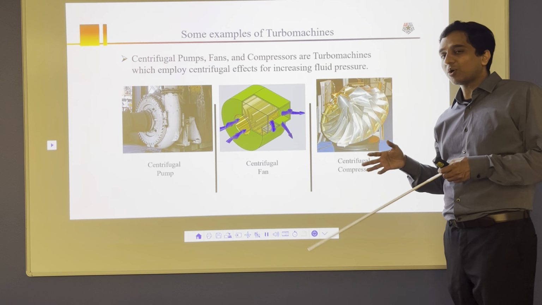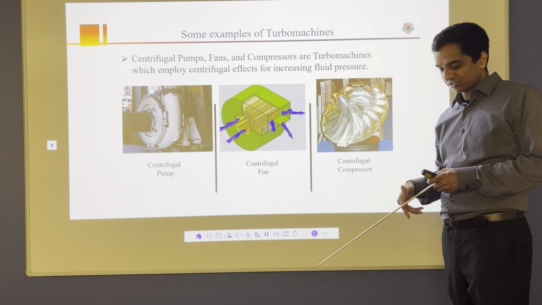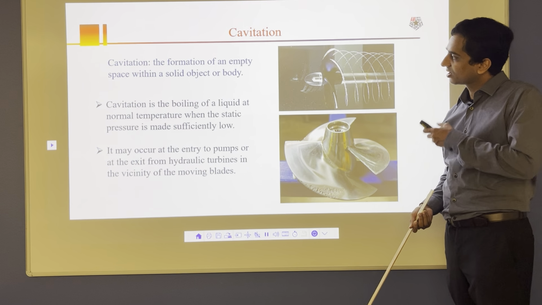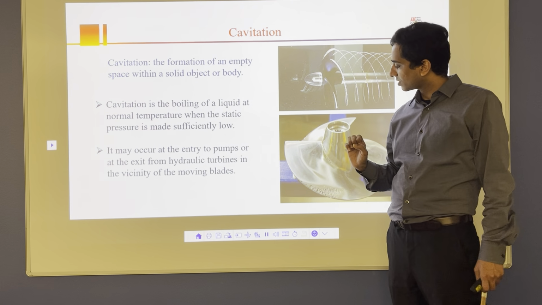If you have a smaller jet engine, most likely you'll employ a centrifugal compressor to compress the air. Then cavitation. This is very important.